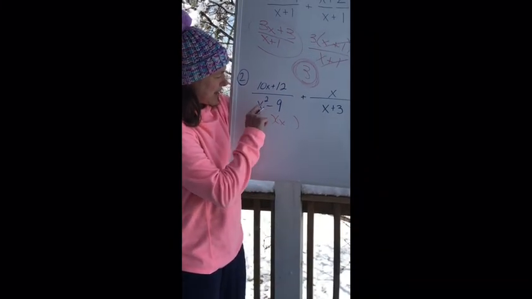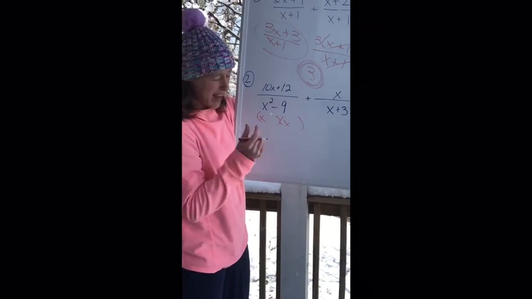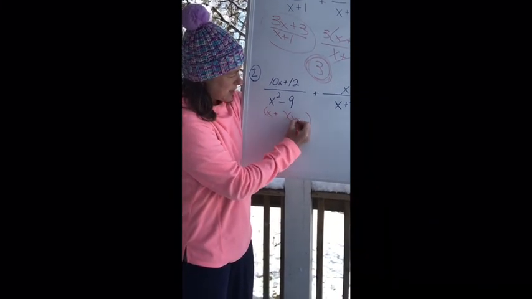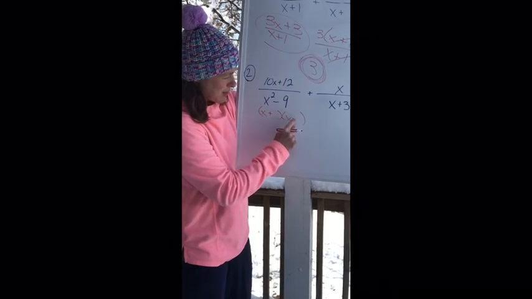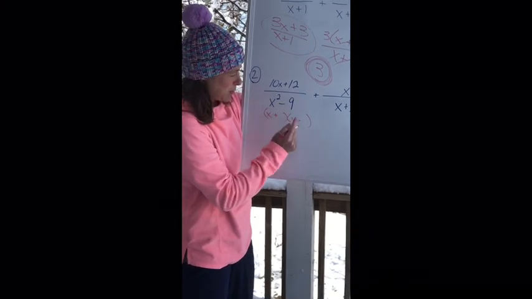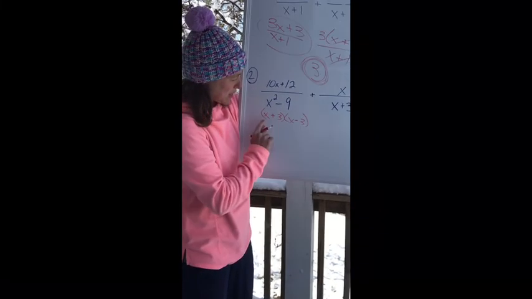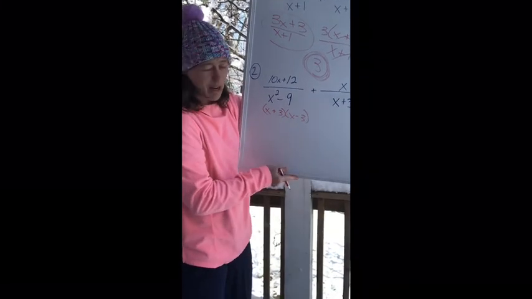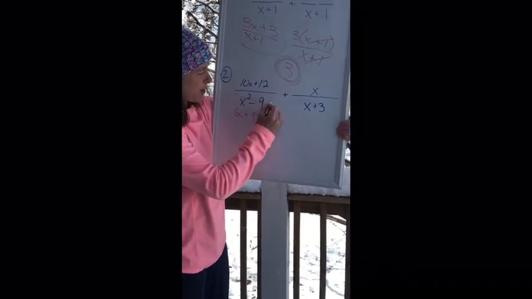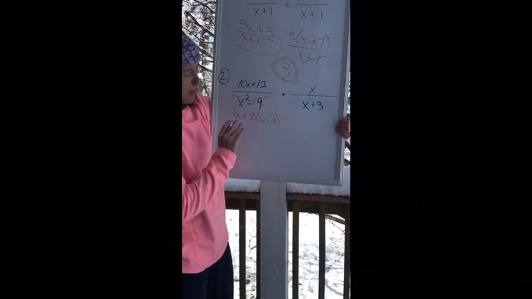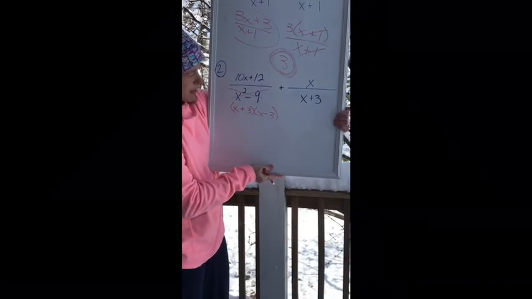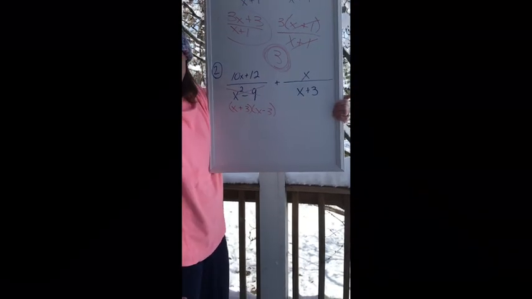x times x is x squared. Remember, the insides and the outsides will cancel each other out, and to do that we have plus and minus, and then the square root of 9 is 3. So we have x plus 3 and x minus 3 for this denominator. Here it's just x plus 3.